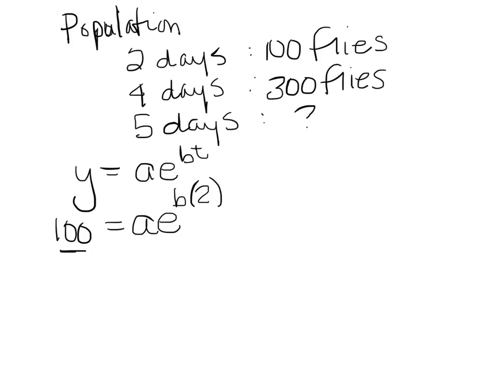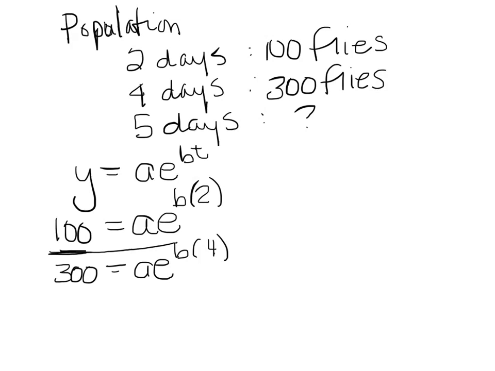So that's one equation. I can write the other equation using the same technique. 300 is A e to the B times 4. Now what I'm going to do here is really kind of fun. To solve this system of equations, there's 2 equations and 2 unknowns, but it's exponential, so we're not really sure how to go. The trick is to divide one equation by the other equation.